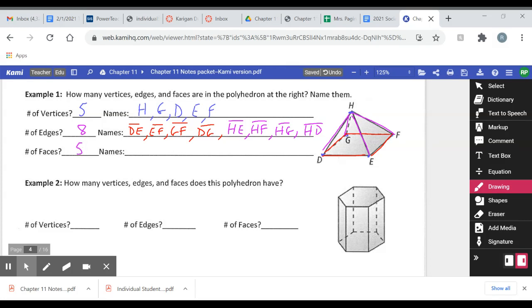And if we want to name those faces, then again, we just said there's 4 triangles. I can name 4 triangles. I can say triangle HGD. I can name the one in the front, DHE. The order of these letters doesn't matter. I can name the one on the right side, triangle HEF. And the one in the back, HGF.